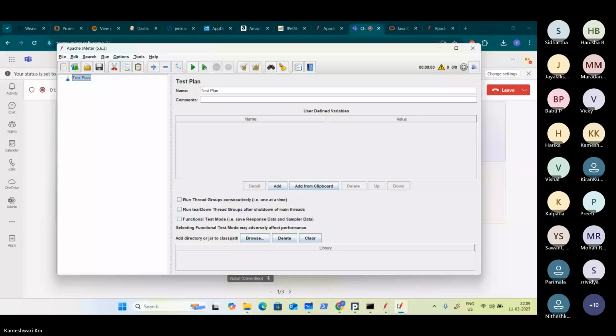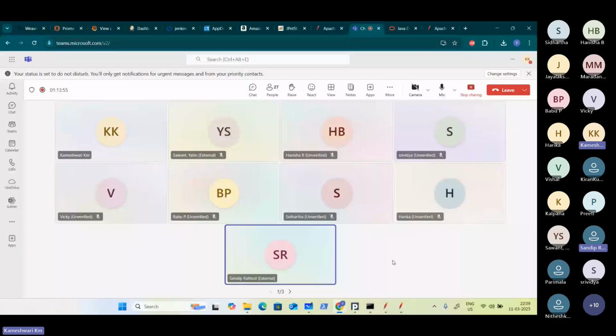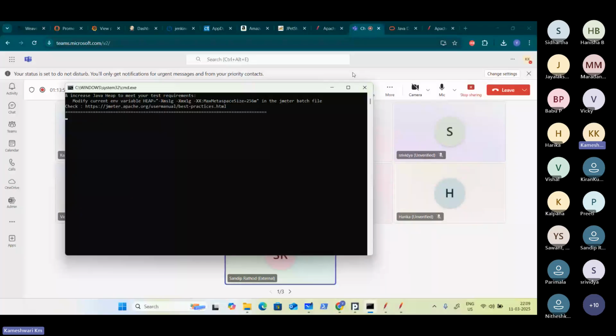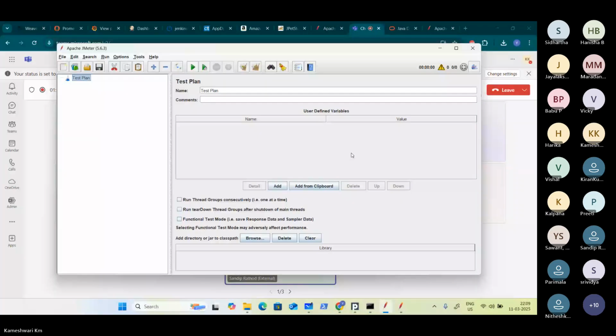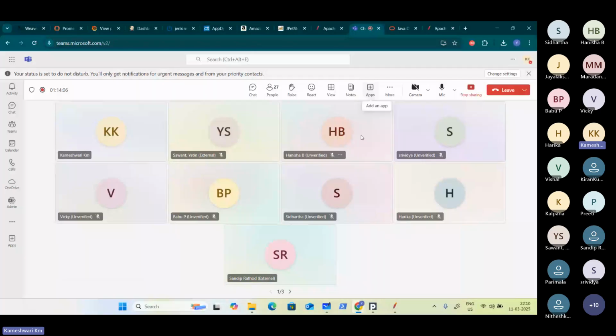Yeah, after opening the batch file, can we close the terminal window, the black window? No. Because if you close this, your JMeter will also close. For example, I'll show you. This is the JMeter. I'm just closing it. See, it closed both, right? JMeter and the CMD both closed.